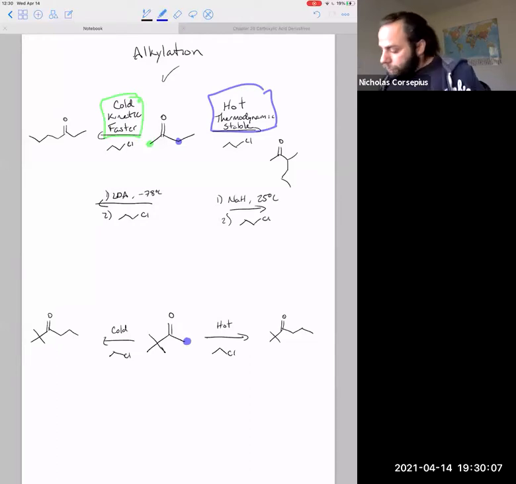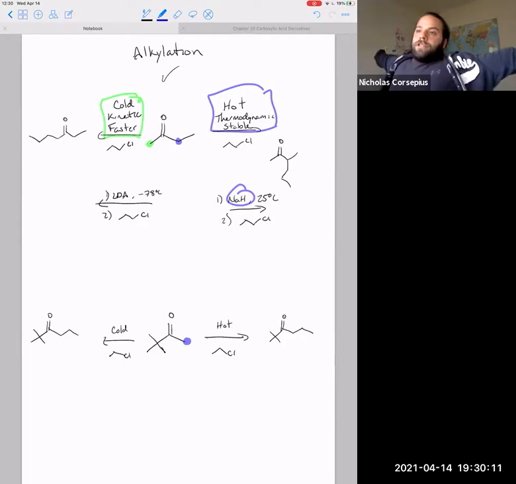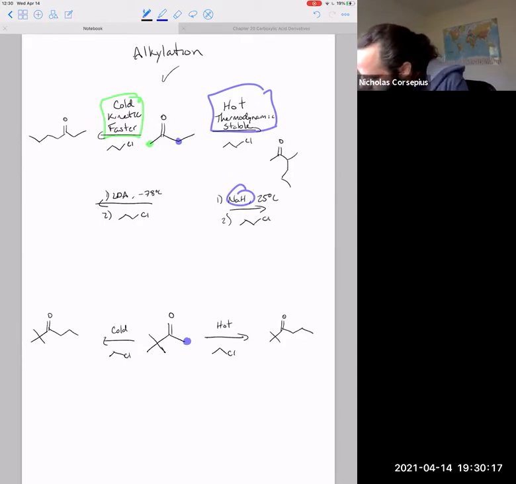So we do use different bases. That's a good thing to look out for, but you should also understand what's doing the controlling. It has everything to do with the fact that the green side is more accessible, so it will react faster, but the blue side creates a more highly substituted molecule, so it's more stable.